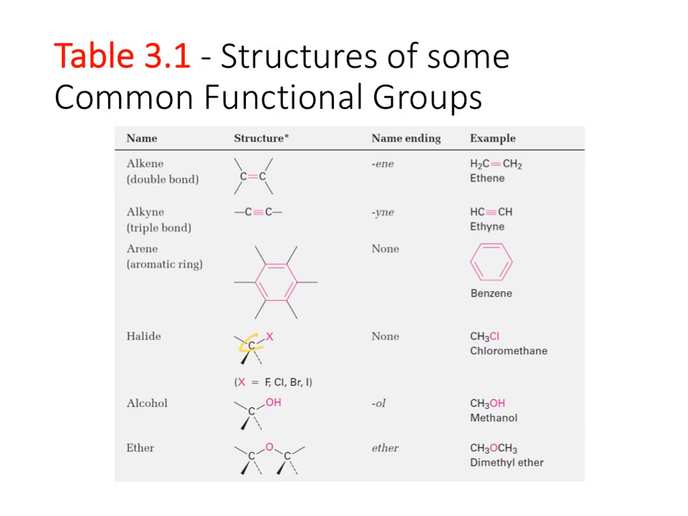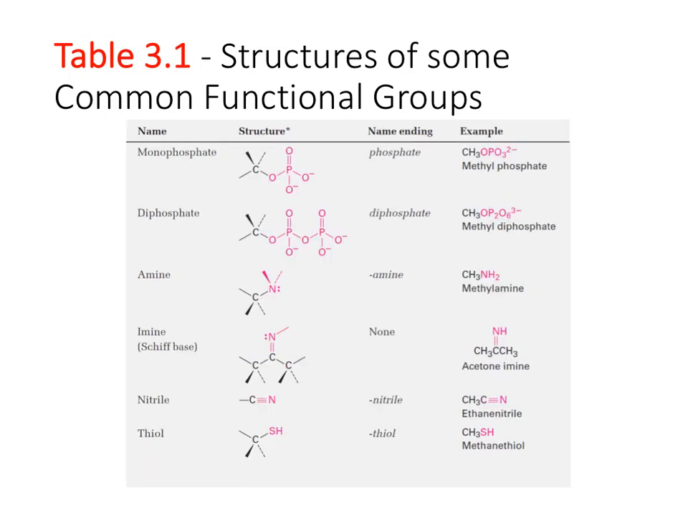A halide has a carbon-halogen bond. An alcohol has an OH group attached to a carbon. An ether is defined by this carbon-oxygen-carbon pattern. A monophosphate has this PO4 group. A diphosphate has 2 of those. An amine has this carbon-nitrogen single bond, and the nitrogen also has 2 other groups attached.